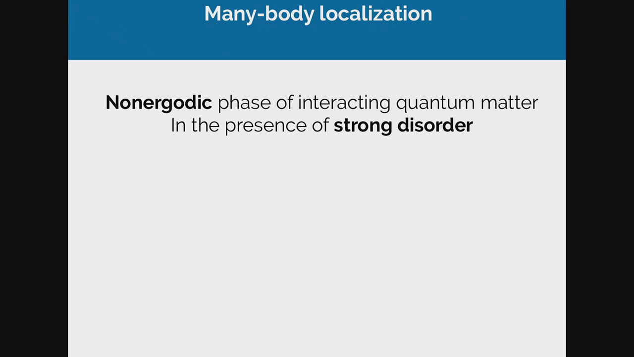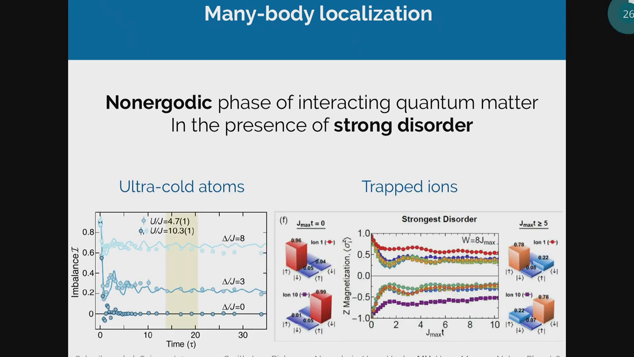So on the one hand, I mentioned already this phenomenon of many-body localization, which is some non-ergodic phase of interacting quantum matter in the presence of strong disorder. And for example, here you can see two experiments, one done in ultra-cold atoms and another one done in trapped ions, which managed to observe this phenomenon.